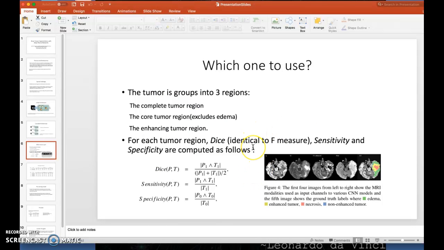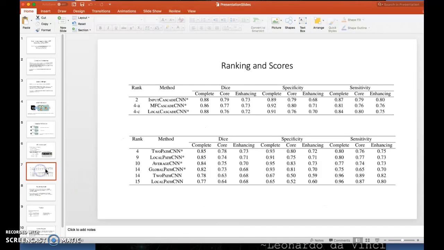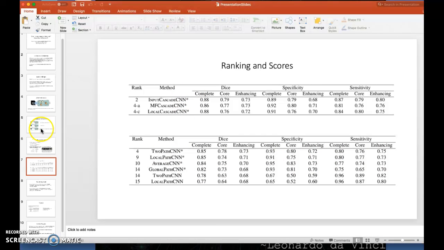So how we are going to score the models is by a Dice score, which is almost like a binary image thing that we won't go into too much. This is also why these models have two different training phases, which we also won't go into. But these are the scores for the different cascade models and two-path models. So we can see that the results are really excellent.